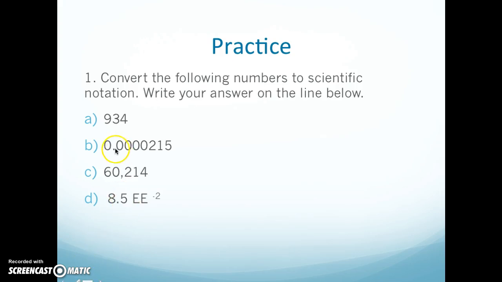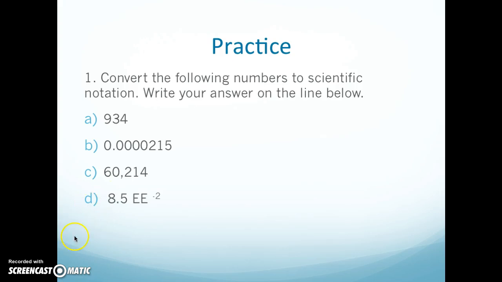The next number is 0.00000215. I have to make it a number between 1 and 9. So I'm going to move the decimal 1, 2, 3, 4, 5 places to the right. I end up with 2.15 times 10 to the negative fifth. The next number is 60,214. So this would be moving the decimal, which is at the end of the 4 right now, 1, 2, 3, 4 places to the left. I end up with 6.0214 times 10 to the fourth.